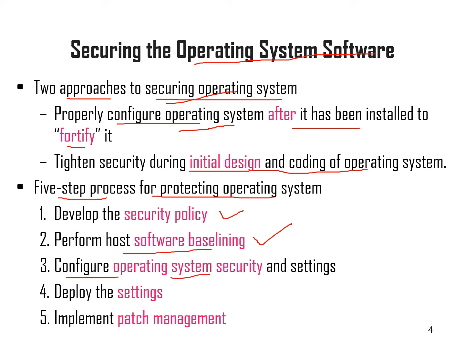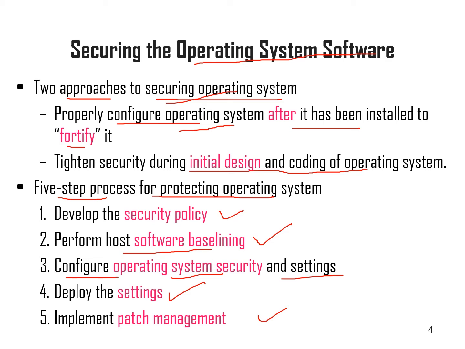The third one is configuring the operating system security and settings. As I said earlier, there are a lot of configurations, the OS security settings. We have to do some configurations on our own so that we can secure the operating system. And then deploy the settings, so that we can implement the settings to secure the operating systems. And finally, we have to follow the patch management procedures, so implement the patch management procedure. We will see these 5 steps for protecting the operating systems one by one.